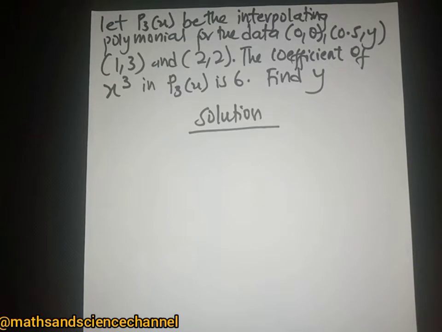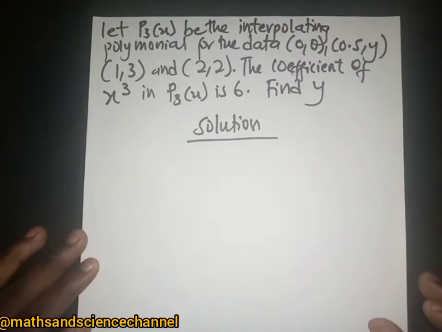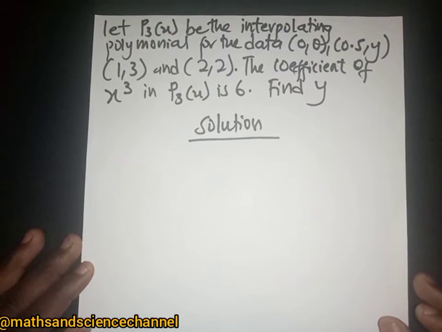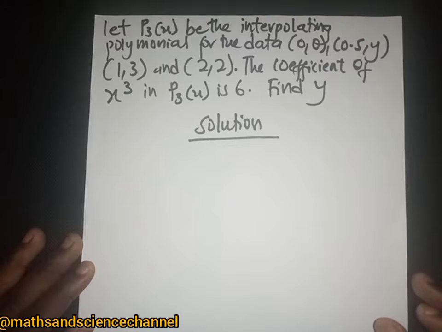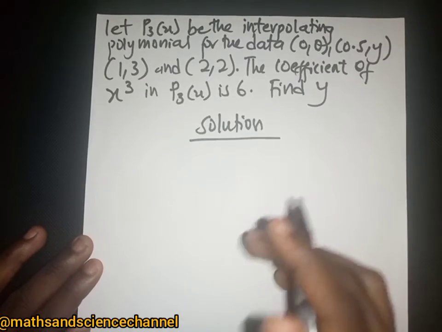Hello students, welcome once again, and this time we have an interpolating polynomial. We are going to use the Lagrange polynomial to do it. Let p3 of x be the interpolating polynomial for the data x = 0, 0.5, 1, 2 and y = 1, y, 3, 2, and the coefficient of x cubed in p3 is equal to 6. Find y. Okay, so let's do this now.